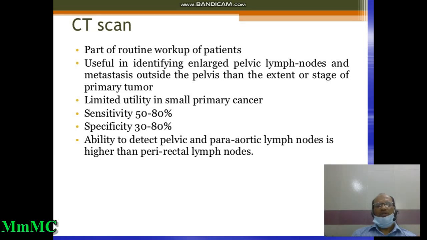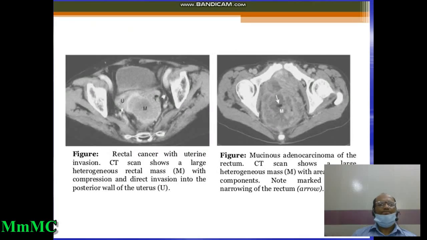If we want to detect the perirectal lymph nodes, transrectal ultrasound is the best. But if we want to detect the pararectal or para-aortic lymph nodes, in that case the CT scan is more sensitive. These are the features of the CT scan.